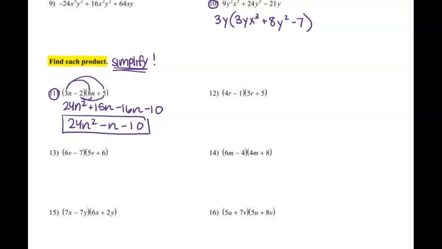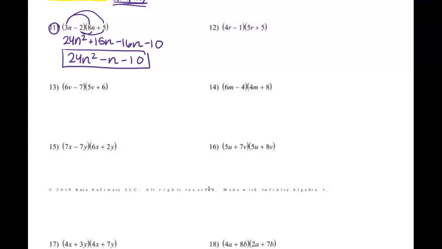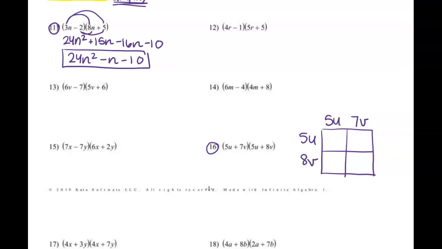So distributing that way is fine. If you like to use a box, you can do that too. Let's look at 16. So we have 2 variables in here where the process is exactly the same. If we do this with a box, we can put 5u and plus 7v. And when it's plus, we don't need a sign at all, right? 5u plus 8v. If we had a minus anywhere, that would just go in front of the second term. 5u times 5u is 25u squared. 5u times 7v is 35uv.